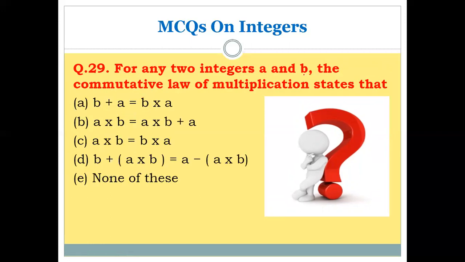For any two integers A and B, the commutative law of multiplication states that whenever you are multiplying two integers A and B, you can change the places of these two. You can write B first, then A. That is what you are commutating, the places of the numbers. So the correct option is C part.